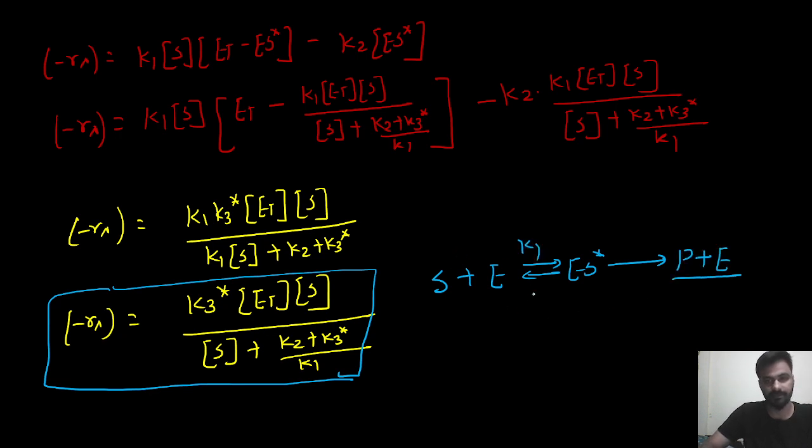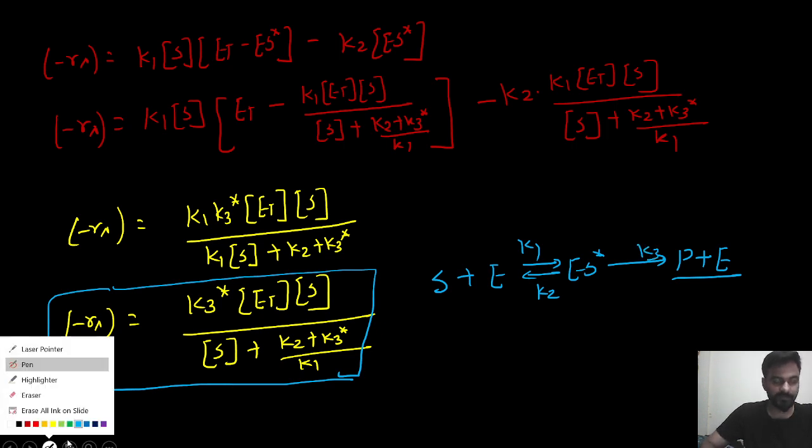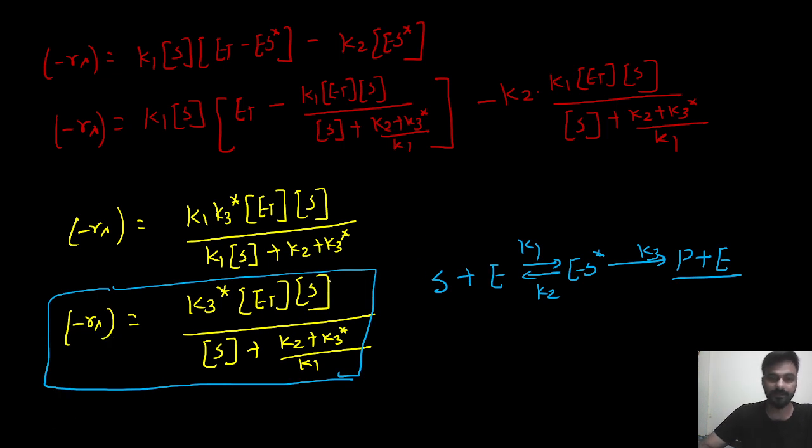So here that reaction was K1, K2, K3. Our main goal should be to understand the significance of all these parameters. This K1 is the rate constant for the forward reaction, K2 is the backward rate constant, and here it is K3. I am writing here K3 star. Sometimes if nothing is given, K3 star is equal to K3.